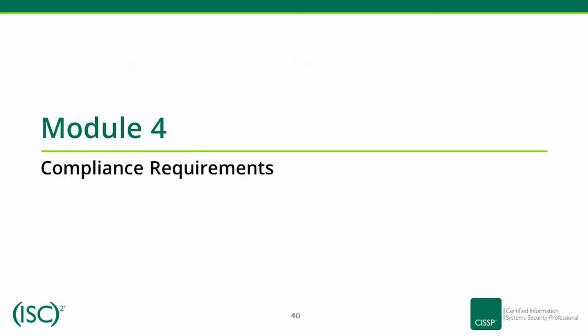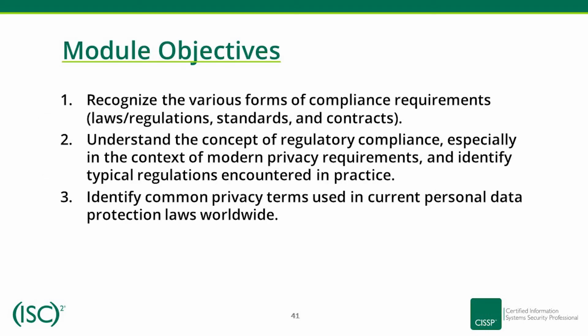Module 4. Compliance requirements. Module objectives. 1. Recognize the various forms of compliance requirements: laws/regulations, standards, and contracts. 2. Understand the concept of regulatory compliance, especially in the context of modern privacy requirements, and identify typical regulations encountered in practice. 3. Identify common privacy terms used in current personal data protection laws worldwide.